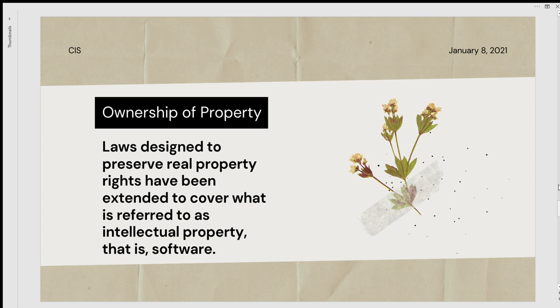Ownership of property laws designed to preserve real property rights have been extended to cover what is referred to as intellectual property, that is, software. So, laws that were made to protect the real property rights were extended to software, yung tinatawag nating intellectual property.